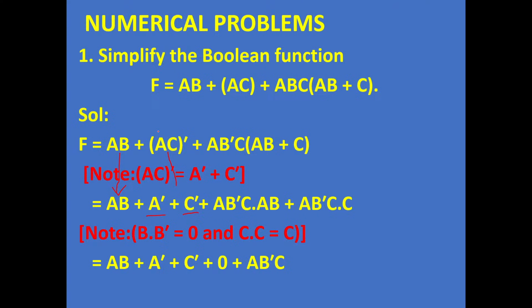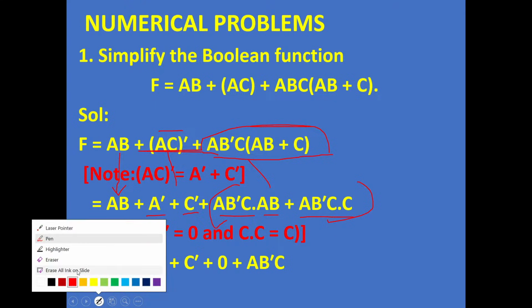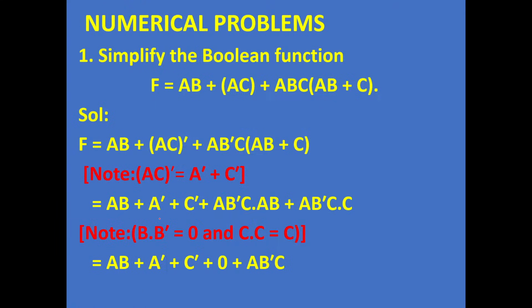A into C whole bar, you can write it as A bar plus C bar, plus, as it is, whatever expression is there. This expression A B bar C, you can multiply with A B plus A B bar C into C. Simply we have expanded this expression, isn't it? This whole term is the expansion of the above expression. So I hope you are able to follow.